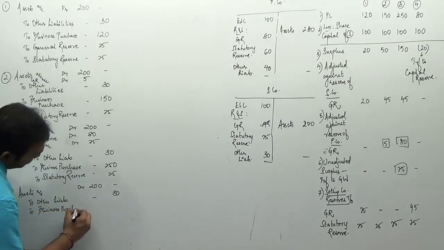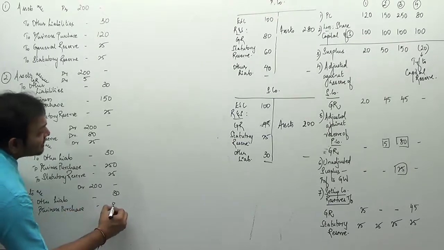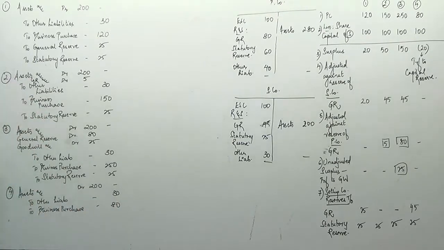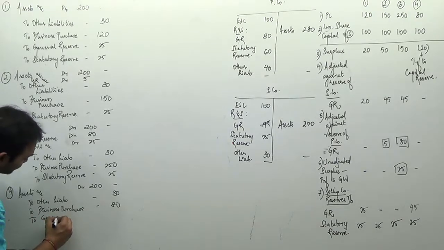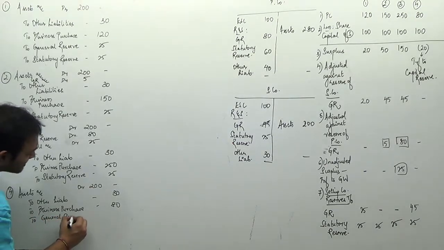Business purchase. In the fourth case, what is the amount of purchase consideration? 80. The entry does not tally because you are taking over reserves to general reserve. Selling company reserves taken over.